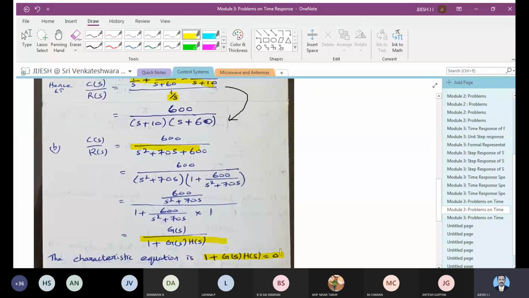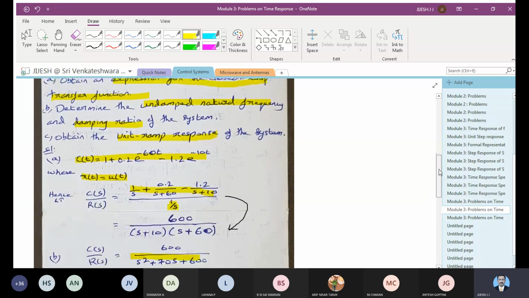So all of you have completed till the characteristic equation. Any doubts? Is that clear? Yes, sir. Okay, all of you complete it till there. Then we will use this characteristic equation in order to find the parameters. That is what is asked in the question: natural frequency and damping ratio.